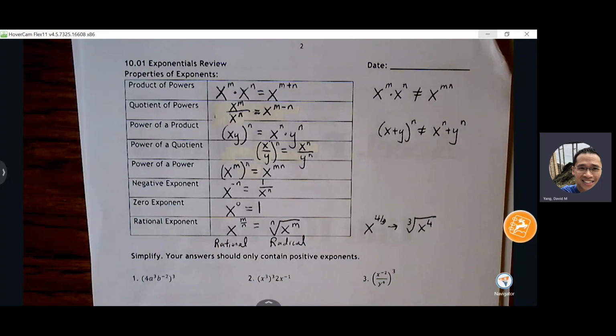As you're copying this down, I'll kind of review through these properties. The first one is product of powers. This says that if I'm multiplying bases, I'm going to be adding exponents.